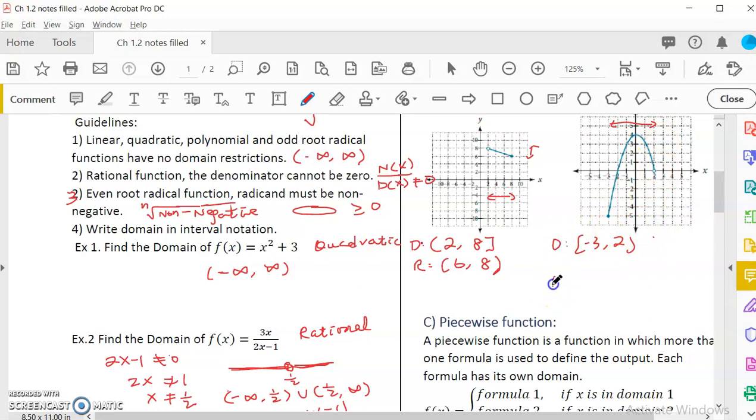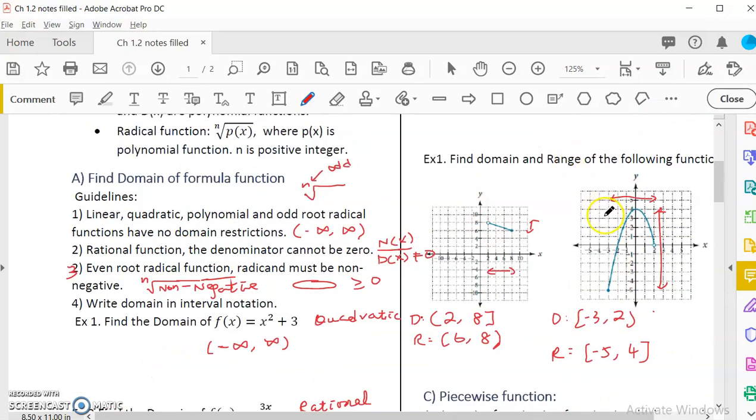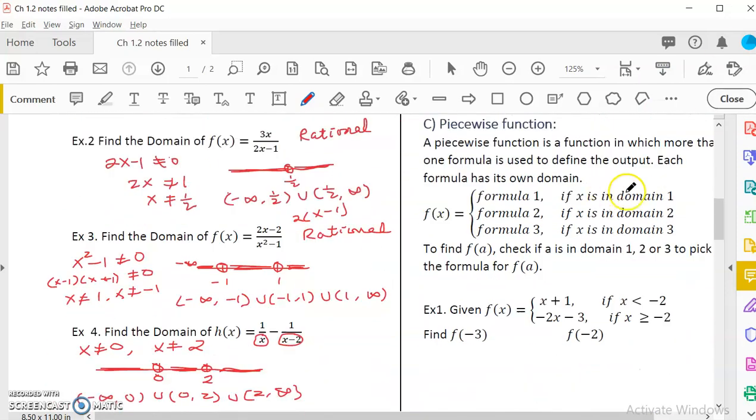That's the domain. The range is what? How high does it go? It goes all the way from here and then stops here, right? The lowest number is actually -5, including -5. The highest number is 4, including 4. So both square brackets. That's how you read off domain and range from a graph.